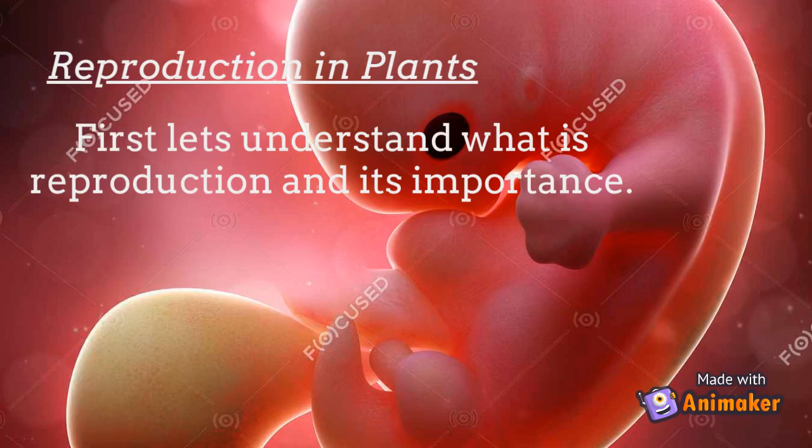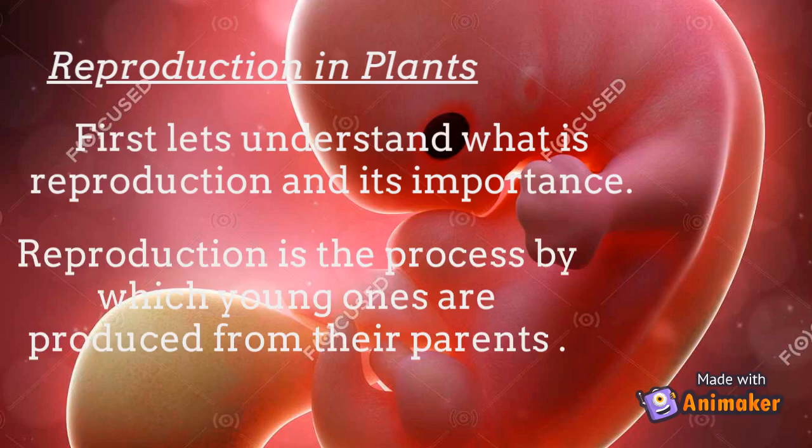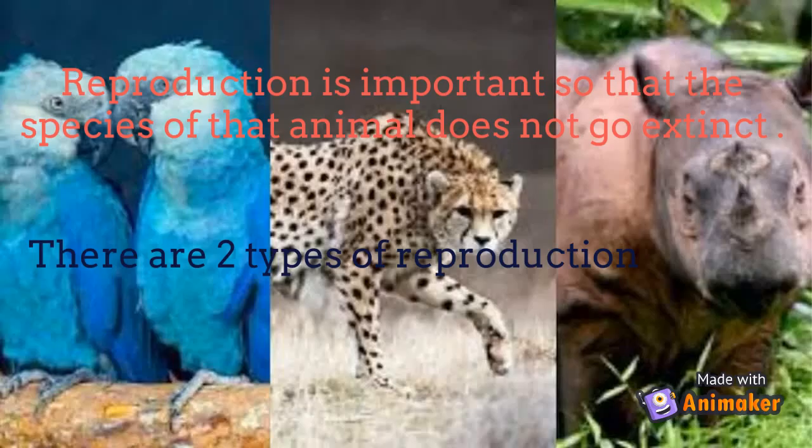Reproduction in plants. First, let's understand what reproduction is and its importance. Reproduction is the process by which young ones are produced from their parents. Reproduction is important so that the species of that animal does not go extinct. There are two types of reproduction.